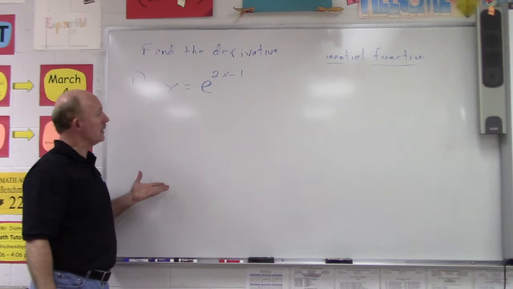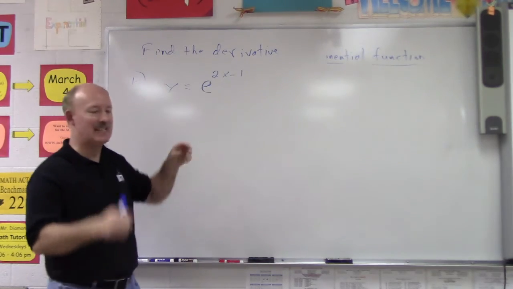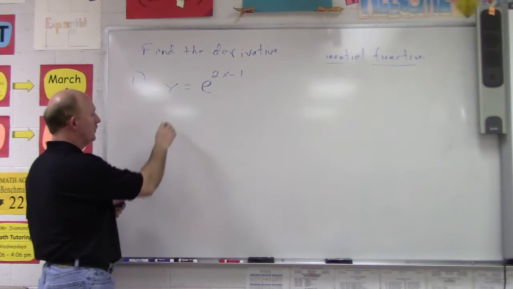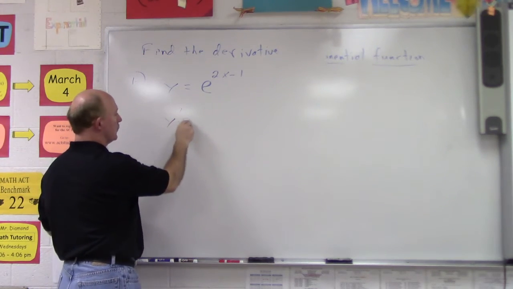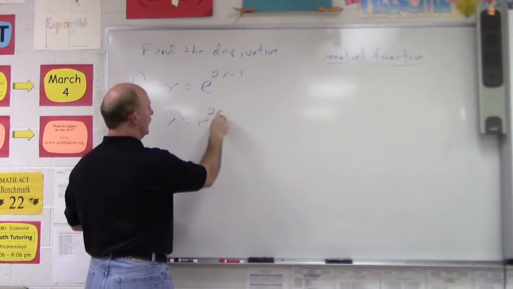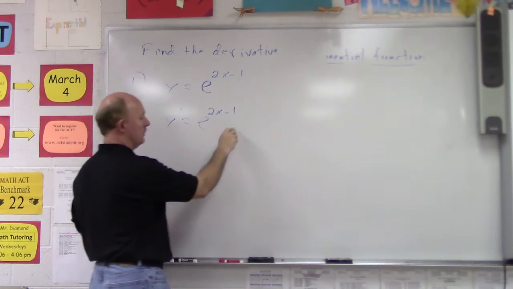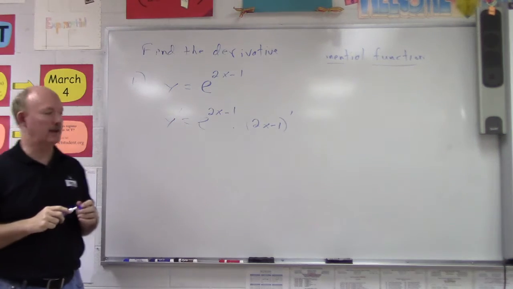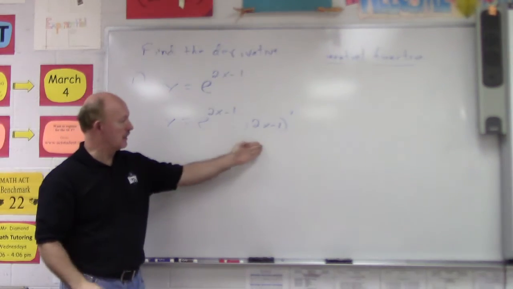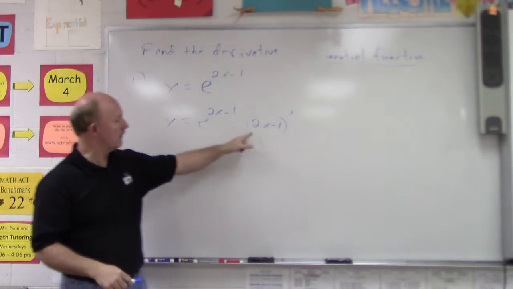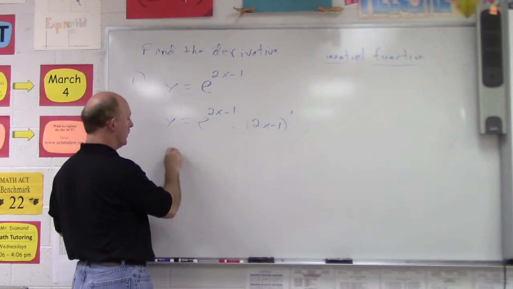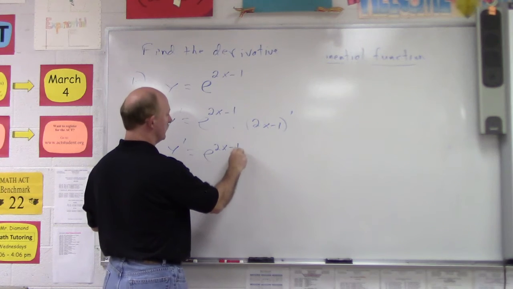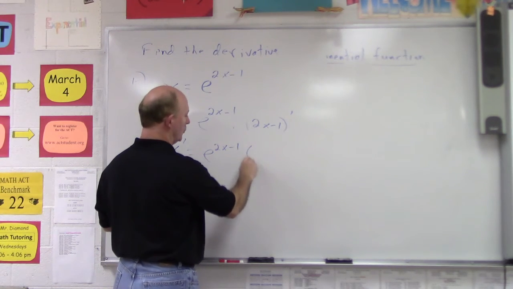Now, remember our property, right? This is not just e to the x, this is e to the 2x minus 1. So we're using the chain rule as we find this derivative, right? So the first derivative would be e to the 2x minus 1, times the derivative of 2x minus 1. So let's take the derivative of 2x minus 1 now. We end up here with our first derivative is e to the 2x minus 1. The derivative of 2x is 2.